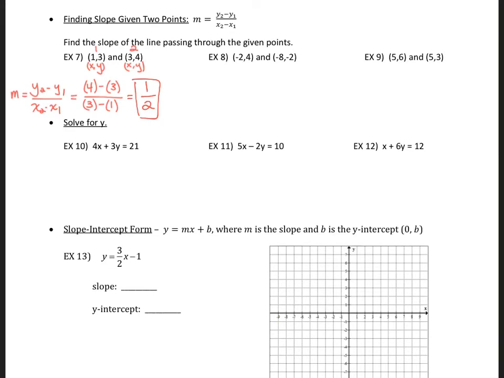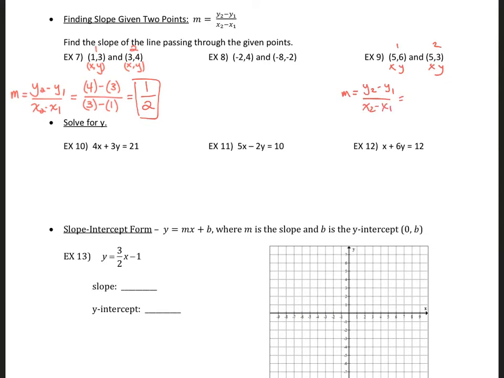Now I'm going to leave number 8 for you to try. I want to skip right on over to number 9, because number 9 presents a very interesting issue. Here, we have x1, y1, and x2, y2. So if we're using our formula here, m equals y sub 2 minus y sub 1 over x sub 2 minus x sub 1.